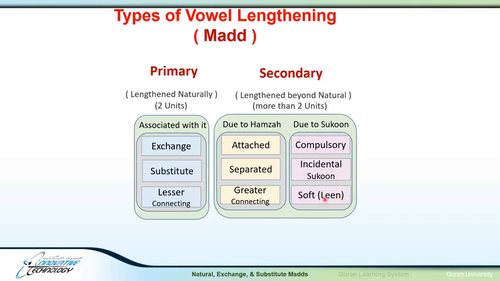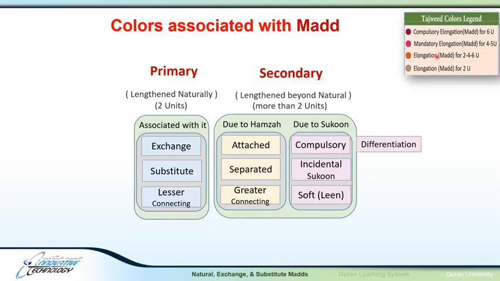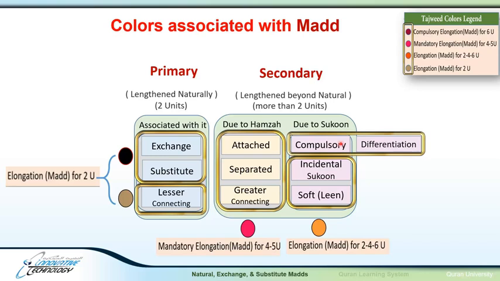So we've learned that there are 9 types of mad, and we learned also that some scholars would also add a 10th type, they call it the differentiation mad, while other scholars consider this type as a subdivision of the compulsory mad. And in that introduction, we have talked about the colors associated with different types of mad, where we have said that there are 4 colors given to the mad among the 8 colors used in Tajweed color legend in Mushaf al-Tajweed. And we have indicated that the color used for compulsory and differentiation mad is the dark red color, indicating a compulsory elongation for 6 units.